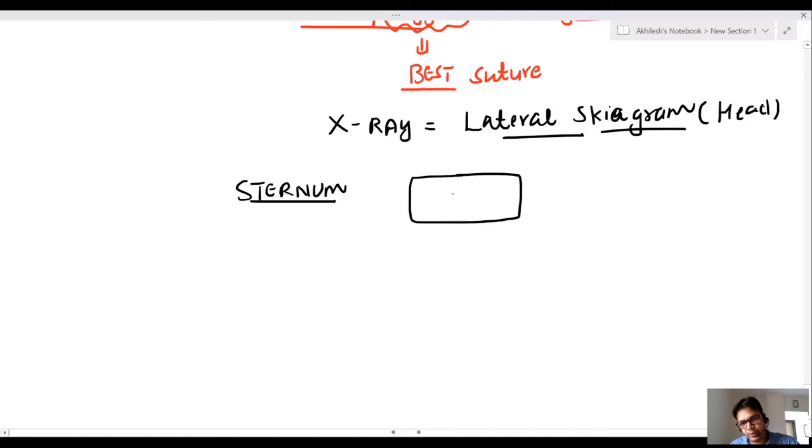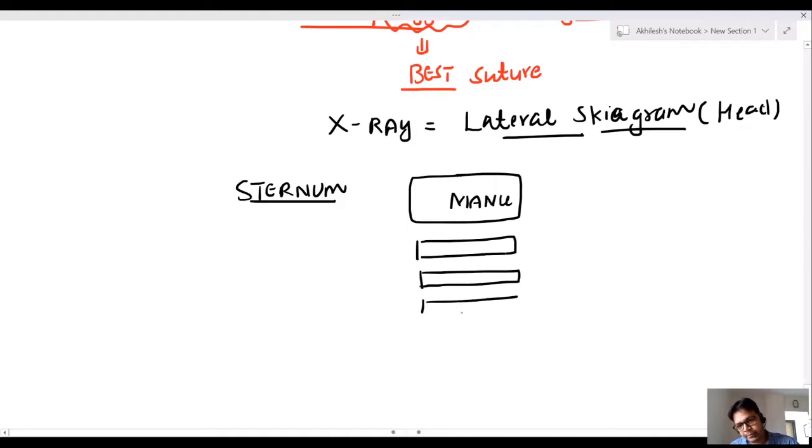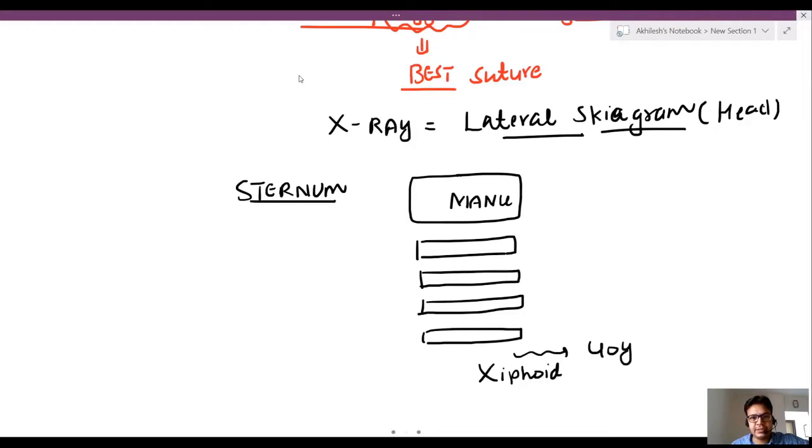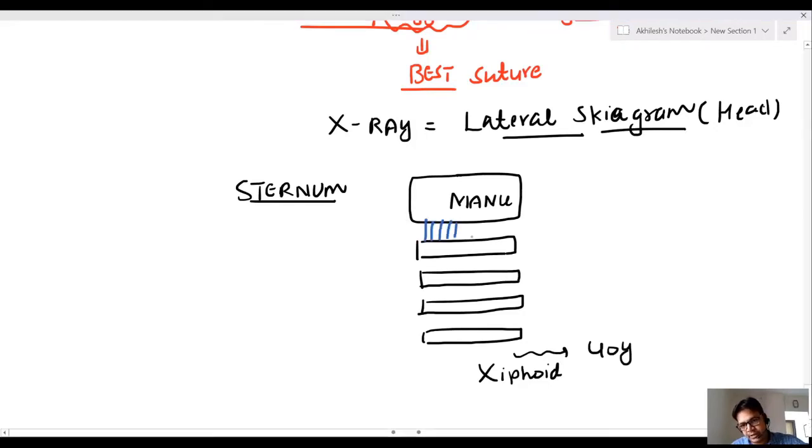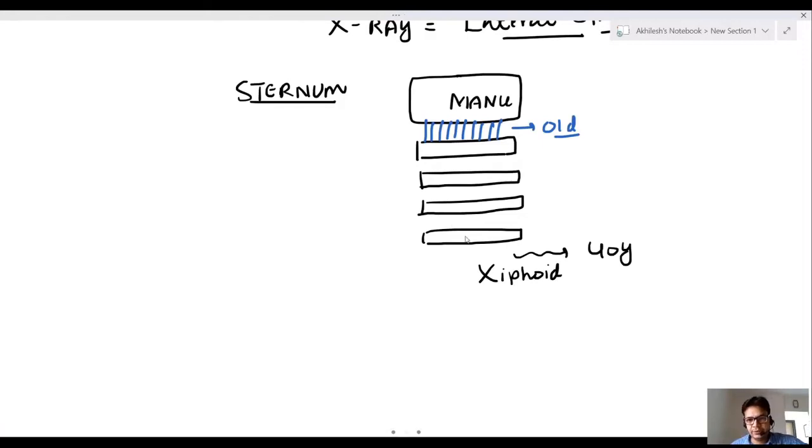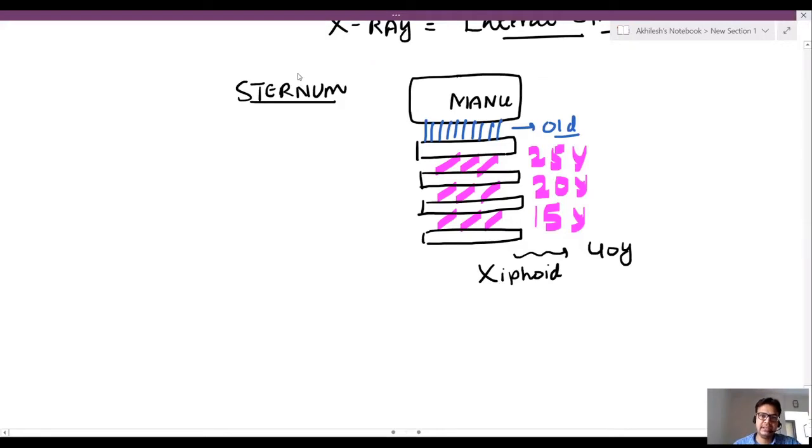Now, what about sternum bone? So sternum has first part manubrium. This is manubrium. Then we have four pieces: 1, 2, 3, 4. Then we have xiphoid. Sir, xiphoid fuses, I already told you, at 40 years. Manubrium generally fuses at old age. Now, what about these fusions? You just start with 15, 20, 25 years. Anyway, sir, if you can remember, this is very important. This is sternum.